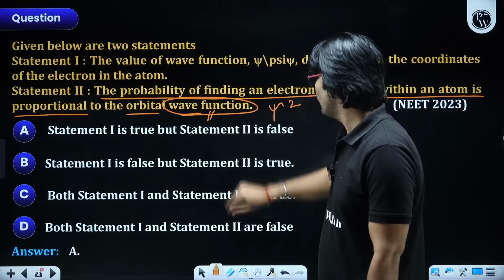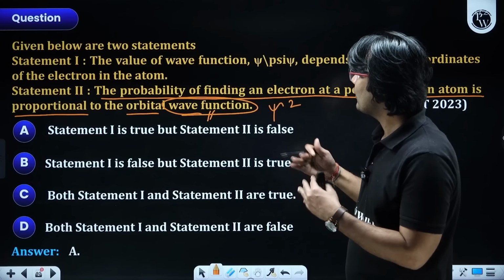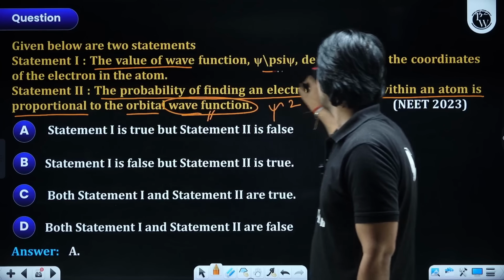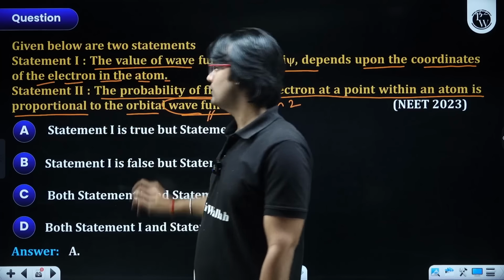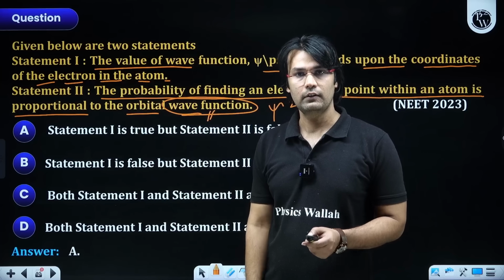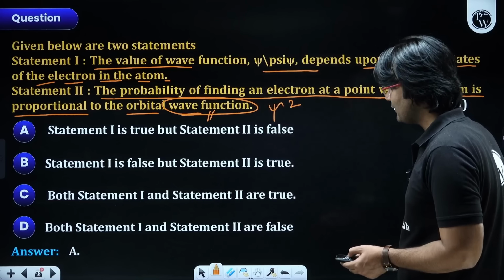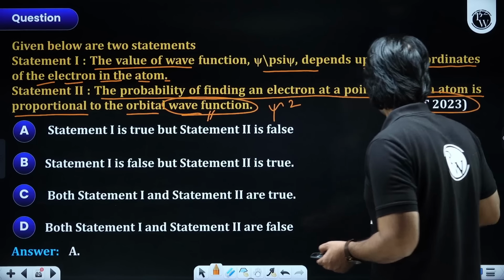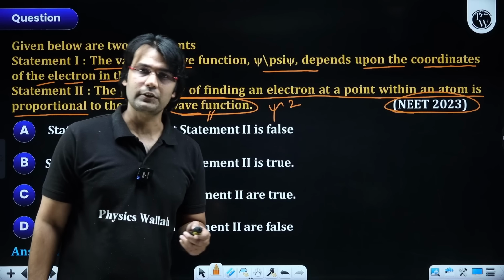Wave function has no physical significance, right? The probability is proportional to what? The square of the wave function. But the first statement was absolutely fine. The value of wave function depends upon the coordinates of the electron, and we can observe those coordinates in the mathematical expression of that wave function, right? So statement 1 is true and 2 is false, and that's why the answer is definitely A. And this question we got again in NEET 2023. So we get statement type questions also in atomic structure.